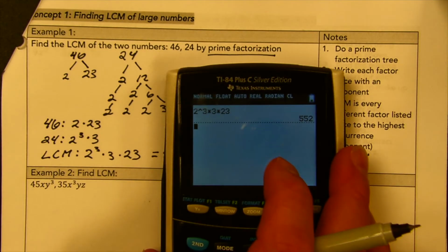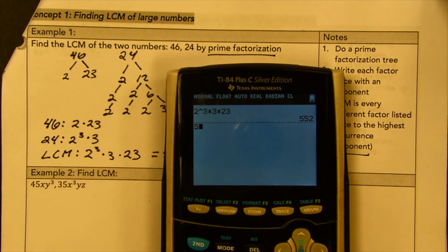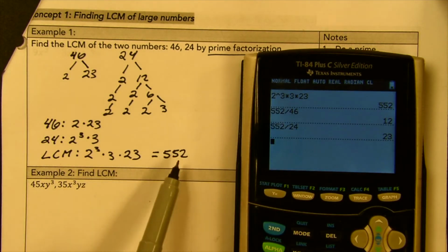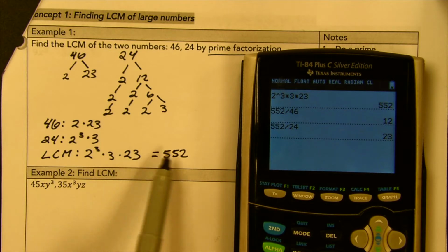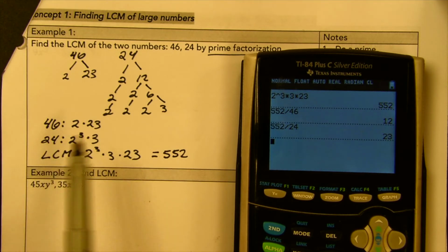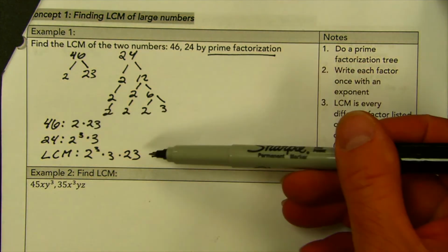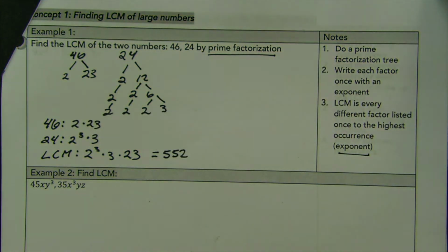552 is a multiple of 46, and it's a multiple of 24, so 552 divided by 46 will be an integer. Yes. And 552 divided by 24 is also an integer, 23. Okay, so if you want to check your answer, how you got the least common multiple, you can divide the least common multiple by the 2 numbers, and you should get an integer. So this is a way to find the least common multiple by prime factorization. All right, let's do an example.